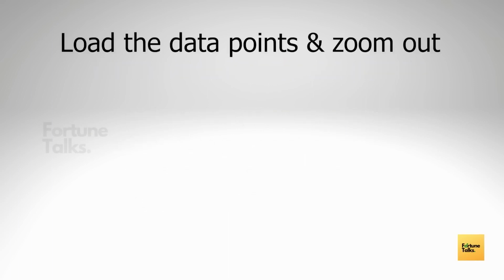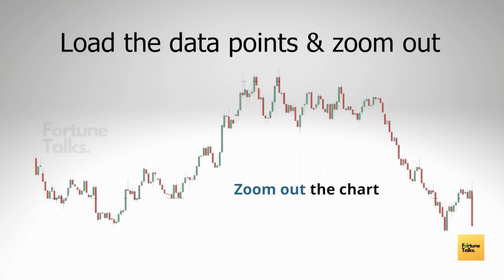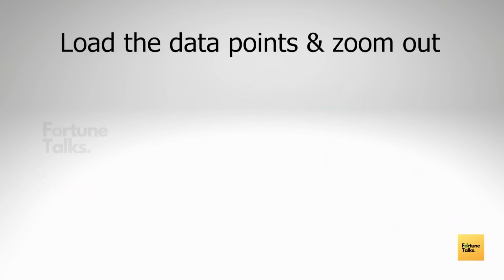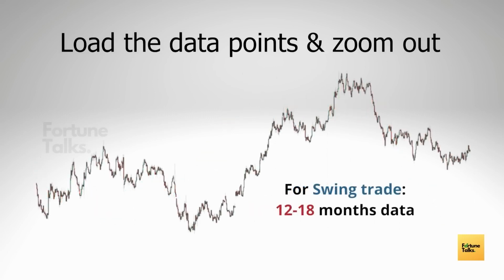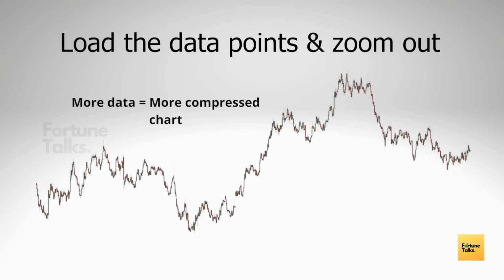Step 1 is to load the data points and zoom out. After selecting your preferred time period for the trades, you want to zoom out your charts. This is because we want to see the bigger picture. Once you can see the big picture, it is much more obvious to your eyes which key levels you should be paying attention to. So if your objective is to identify the short-term support and resistance for intraday trading, then you must load at least 3 to 6 months of data points. And if you want to identify the long-term support and resistance for swing or positional trades, load at least 12 to 18 months of data points. So when you load more data points, the chart looks more compressed.